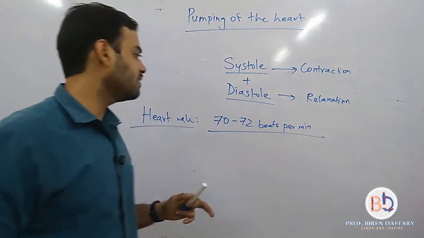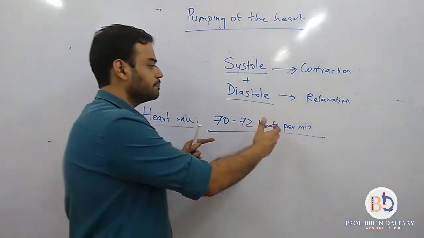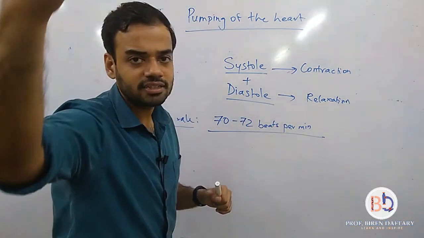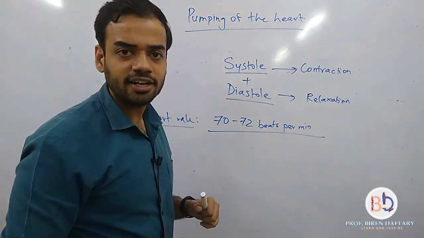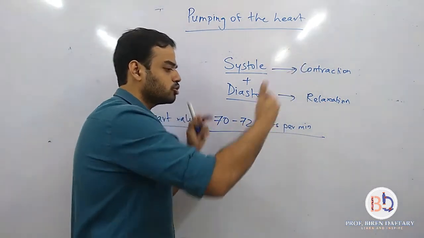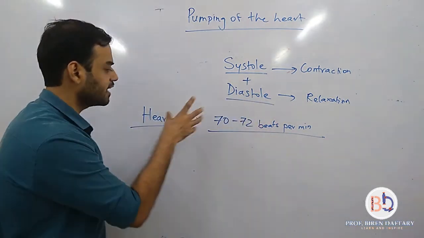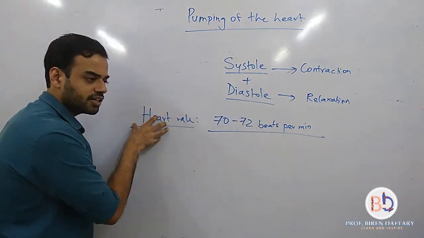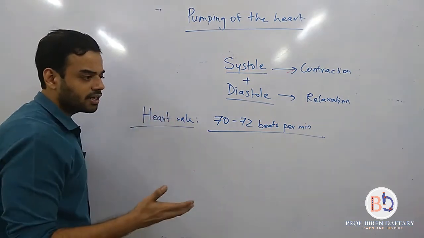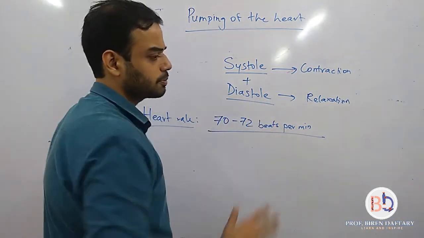Okay, later on I will have to teach you that when the beats per minute are much higher, there is a condition which is called tachycardia. When the beats per minute are much lower, then it is called bradycardia. I will teach you that later on. But right now, have you understood what is heart rate? Okay, so the normal heart rate is 70 to 72 beats per minute.